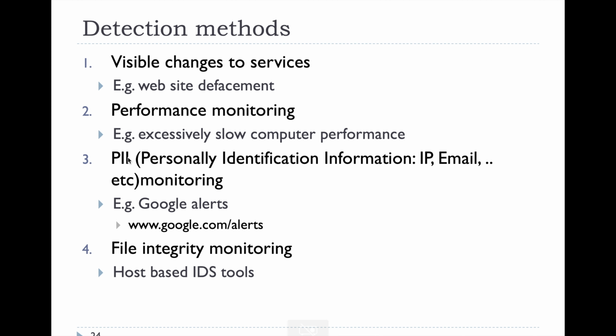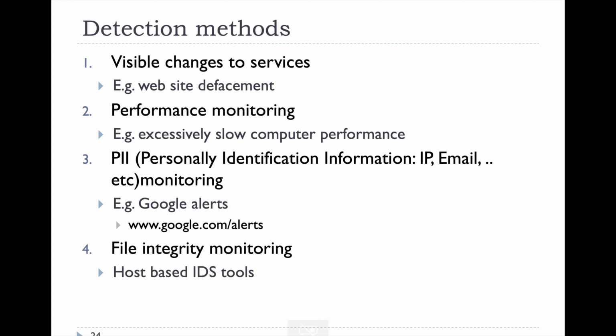And there's also another way of detecting personally identifiable information leaks, such as monitoring your IP address and emails. For example, you can use tools such as Google Alerts to see if your IP address, your email, or any of your personally identifiable information has shown up in their search engine. So that is one way to know that there has been a leak, for example. And also file integrity monitoring.